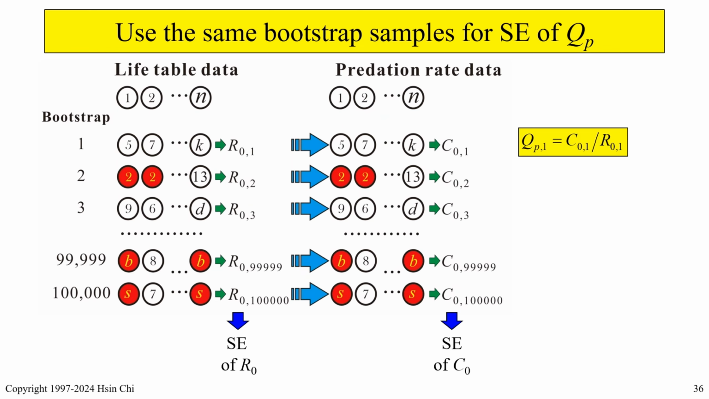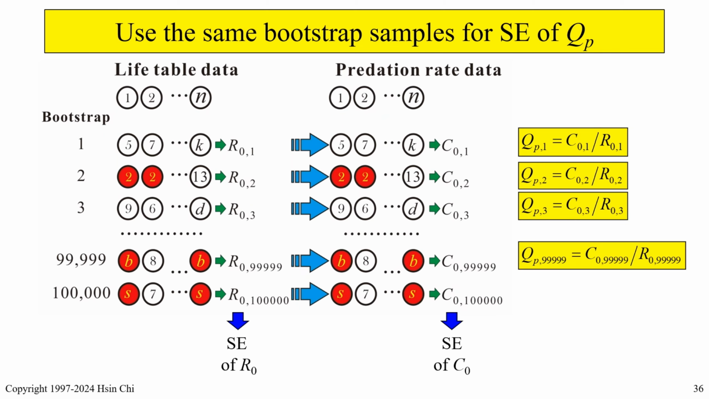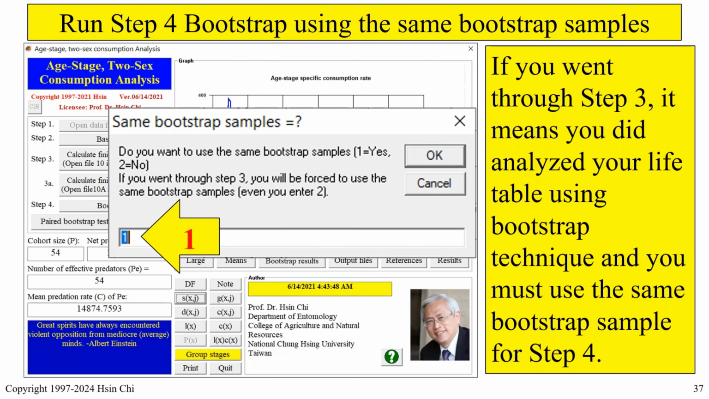When using the bootstrap technique to analyze the standard error of transformation QP, the same bootstrap sample must be used for R0 and C0. You will be asked if you are using the same bootstrap sample. Enter 1 to use the same sample. If you don't want to use the same bootstrap samples, you can enter 2.